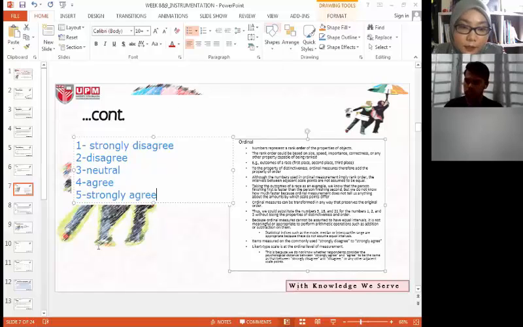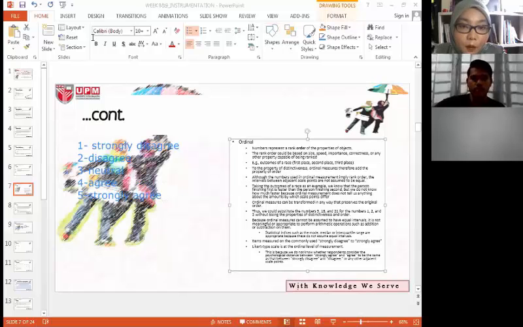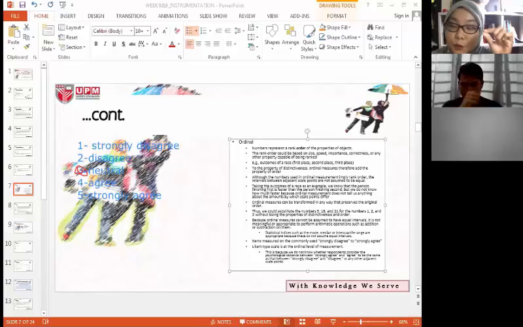Okay, so for example, we have this 5 Likert scale. Okay, so for example, Pravesh choose neutral. Okay, Pravesh choose neutral, for example. And then Shaza pun choose neutral juga. Okay, but even though these two respondents choose neutral as their answers, how sure are we the level of the neutralness between these two respondents are similar?